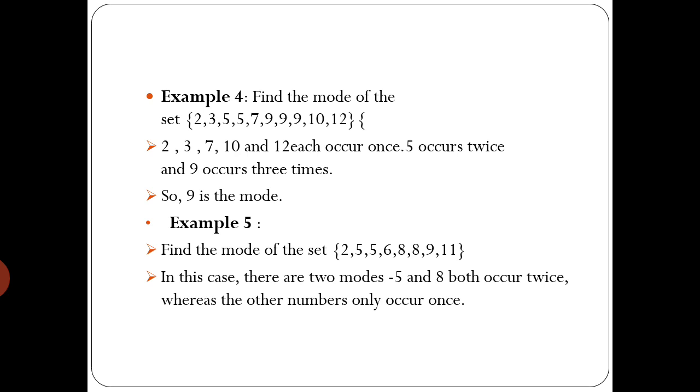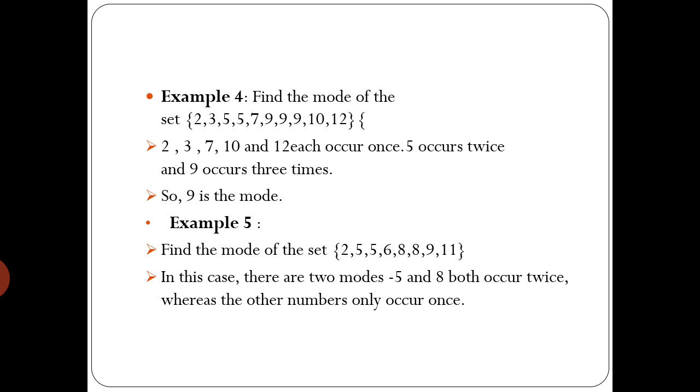Next, the last one is the mode. Find the mode of the set. Again, the data set is given: 2, 3, 5, 5, 7, 9, 9, 9, 10, 12. Here 2, 3, 7, 10 and 12 each have occurred only once, 5 twice, and 9 three times. So which is the more recurring term? 9. So 9 is the mode.